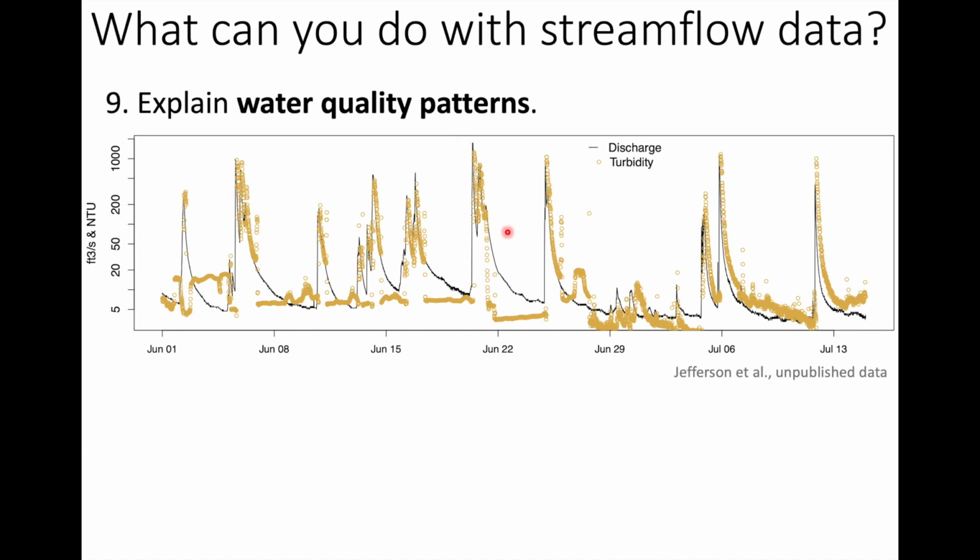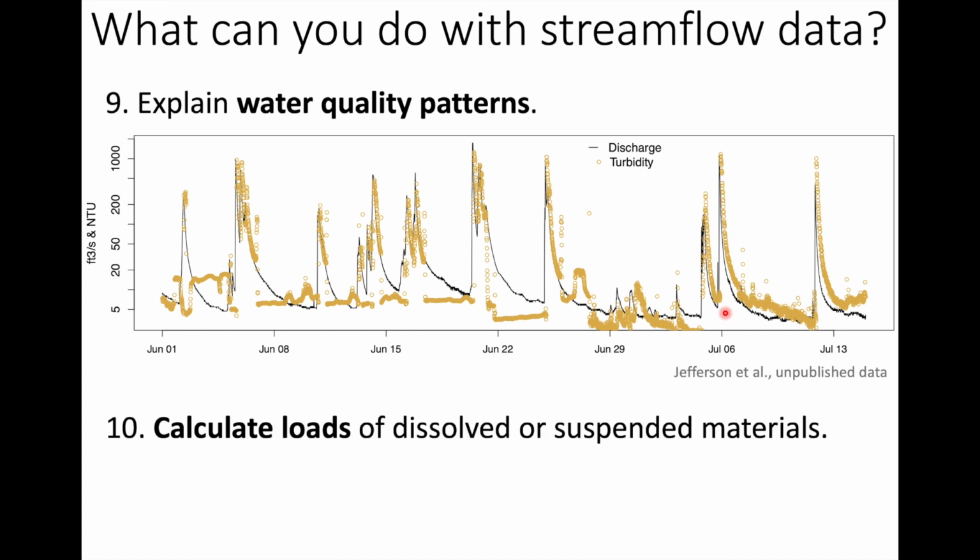So now we can say, hey, the high turbidity periods in the stream are associated with storms. And between storms, we can see that the stream is running more or less clear. So now we have some understanding that we might be able to use to explain the sources of the muddiness in the water. We can go a little bit further.